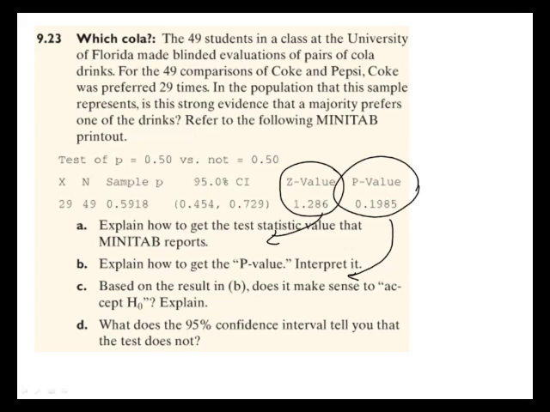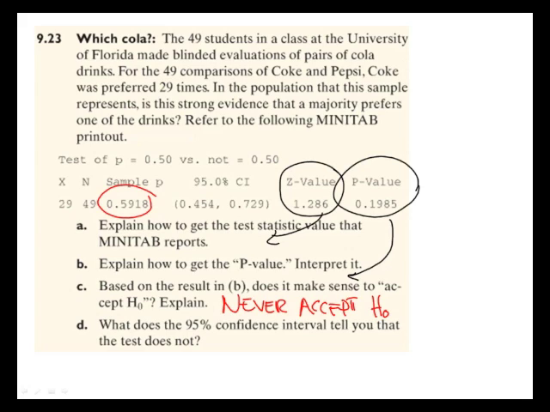Based on the results, does it make sense to accept the null hypothesis? We're not choosing the alternative, but we never accept the null, because the null would be saying that they're exactly equal. And even the data that we have doesn't say that. Our data says that 59% prefer Coke.